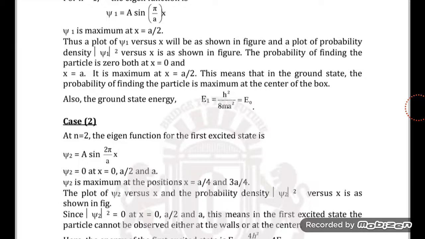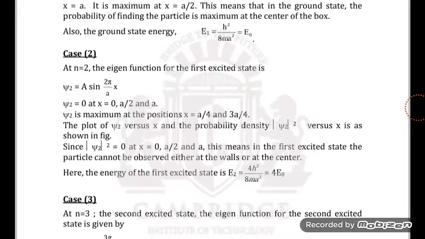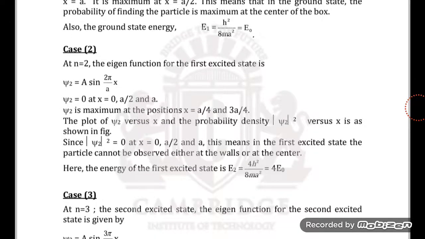In case 2, at n equal to 2, the eigenfunction for the first excited state is psi 2, and it is a sine 2 pi x divided by a. Psi 2 is equal to 0 at x equal to 0, a by 2 and a. Psi 2 is maximum at the positions x equal to a by 4 and 3a by 4, which is also shown in the previous slide. The plot of psi 2 versus x and the probability versus x is shown in the previous slide.